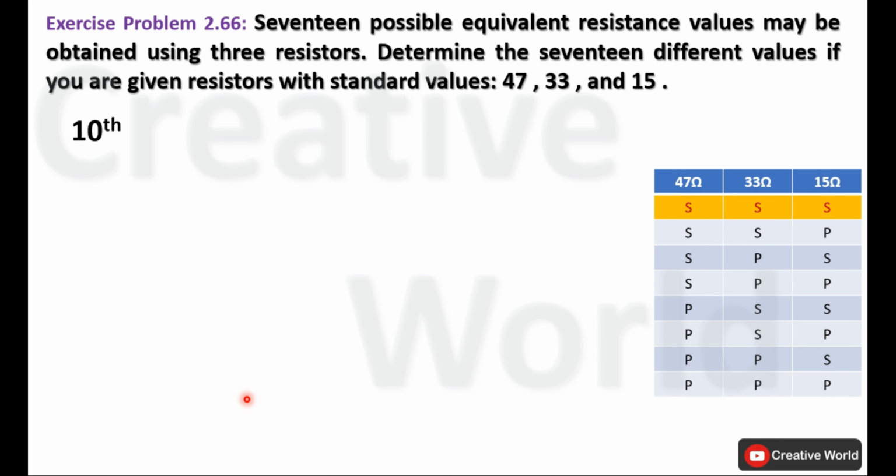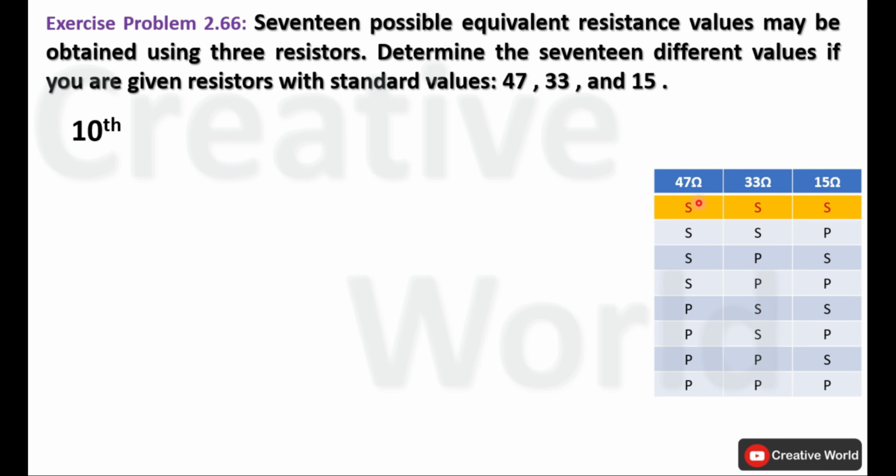Before starting this configuration, I would like to introduce you to this table. Because in coming configurations we are using three resistances, I have made this table and we will follow this table while making the circuits of resistances. In this table, S indicates series and P indicates parallel.